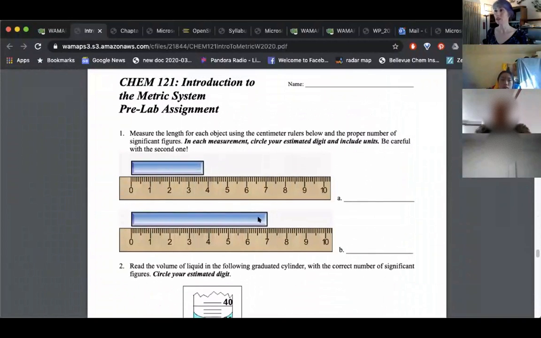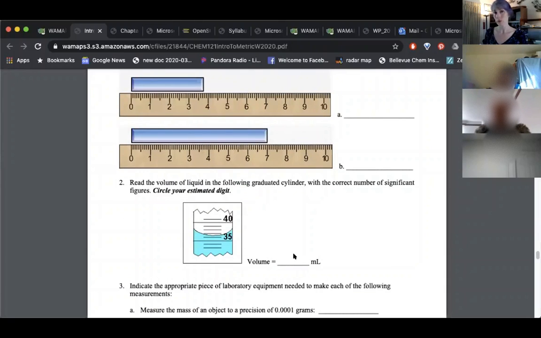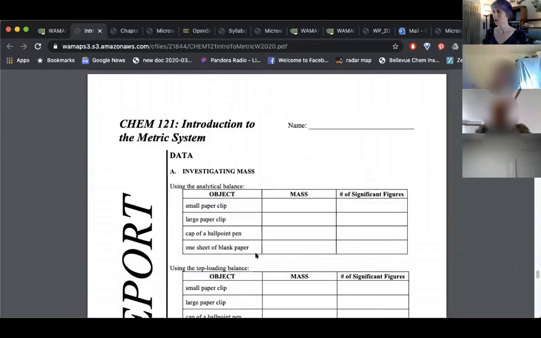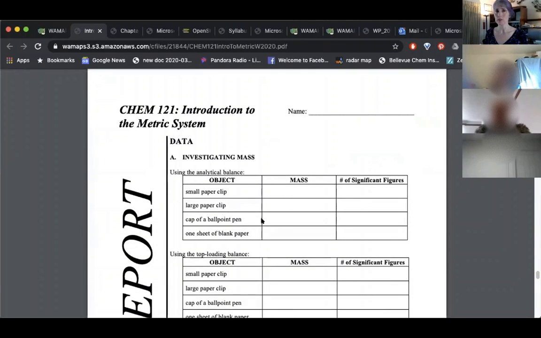Let's see. And then here's the pre-lab assignment. So you have preparing your notebook, and you have answering these questions. I use these questions to program our pre-lab into WAMAP. And then after that, we have our data tables. Hopefully you have copied these into your notebook so that when you see the data, you're able to just enter it in.